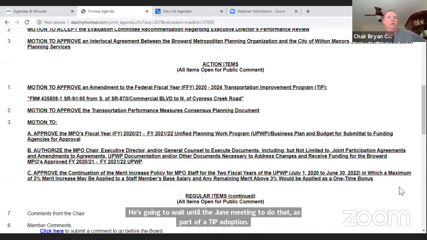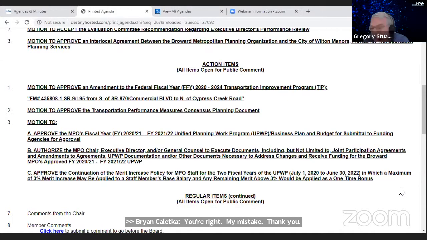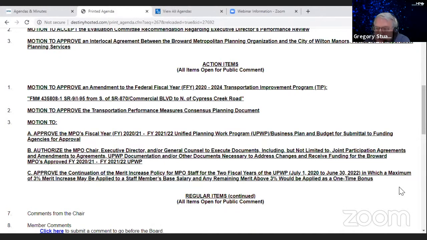Thank you. No worries. So then the final item is three, and this is the MPO budget. This is a two-year budget. We've been meeting with Federal Highway Administration and Central Office in DOT in Tallahassee, as well as the district office here in Fort Lauderdale. While this is pretty much a final draft, it's still drafty.